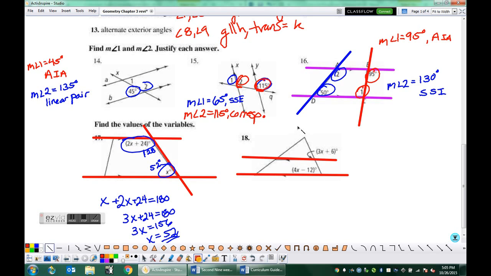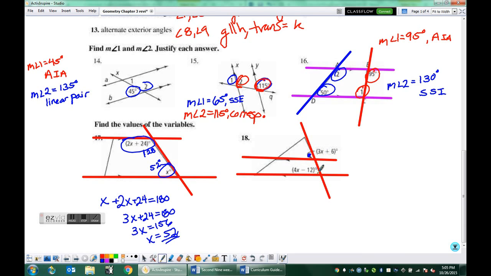For the next one, for 18 here, again I'm going to extend the parallel lines and my transversal. Then it's a little bit easier to see that this angle and this angle are corresponding, which means they are equal.